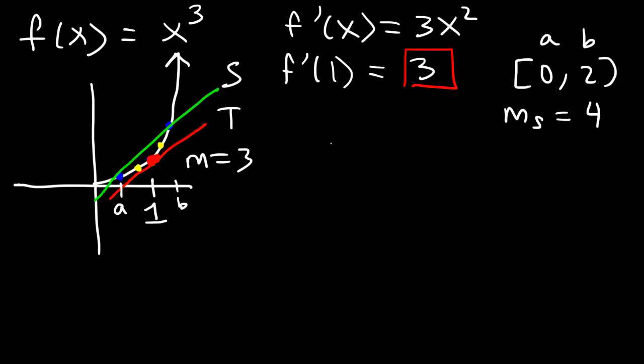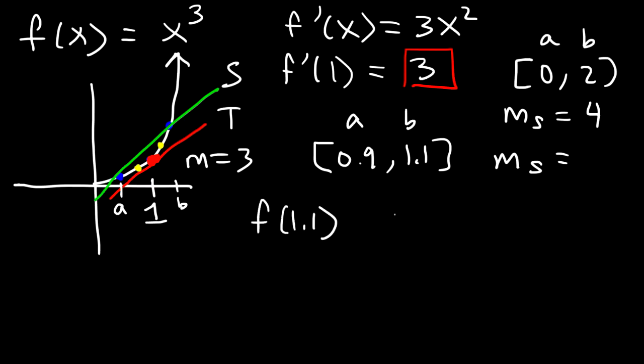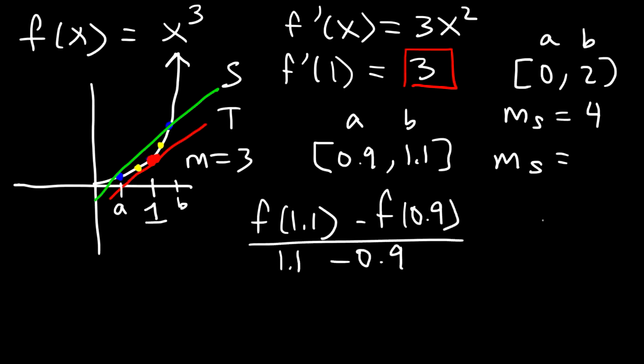when b is 2. Now pick 2 numbers where 1 is the midpoint, but the 2 numbers are very close to 1. So let's use 0.9 and 1.1. They're a lot closer to 1, but 1 is still in between those 2 points. And let's see what the slope of the secant line is going to be this time. So it's going to be f of 1.1 minus f of 0.9 divided by 1.1 minus 0.9. So this is going to be 1.1 to the third power minus 0.9 to the third power.